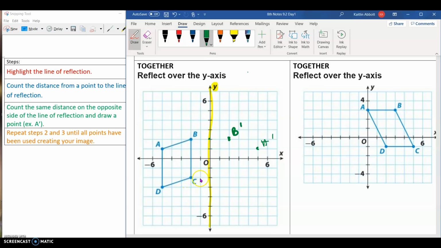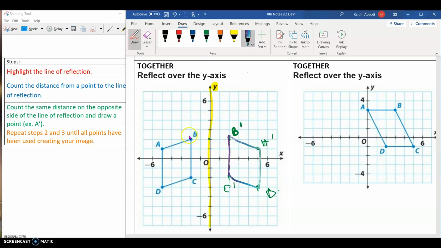What about C? It's 1, 2. So I'm going to count 1, 2. So this is C prime. And last but not least, D. 1, 2, 3, 4, 5. So 1, 2, 3, 4, 5. This is D prime. Okay, let's connect our dots.